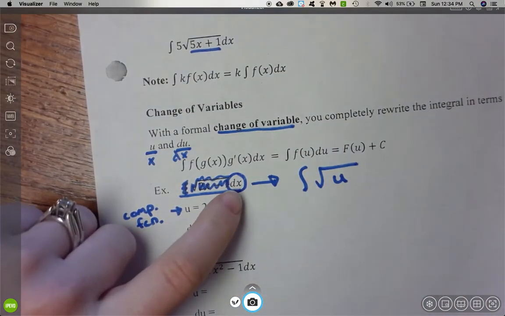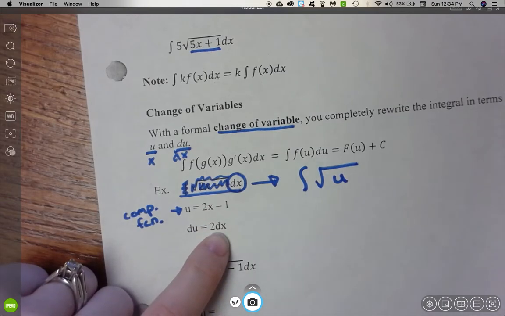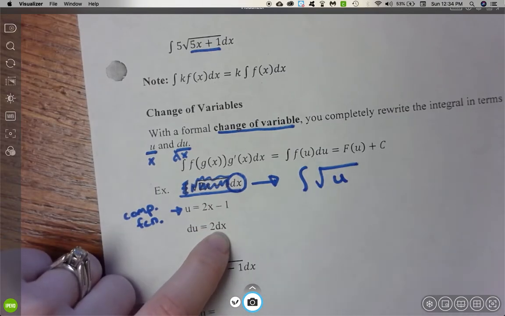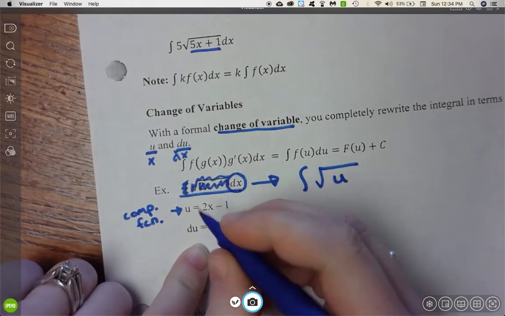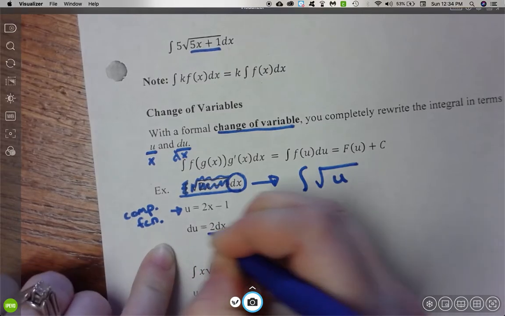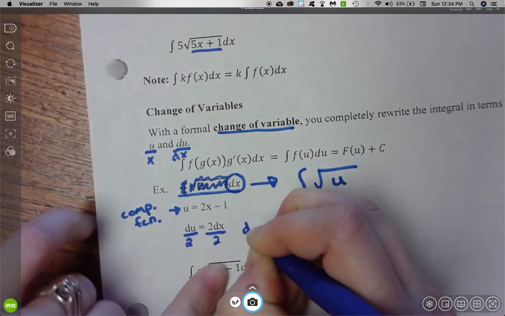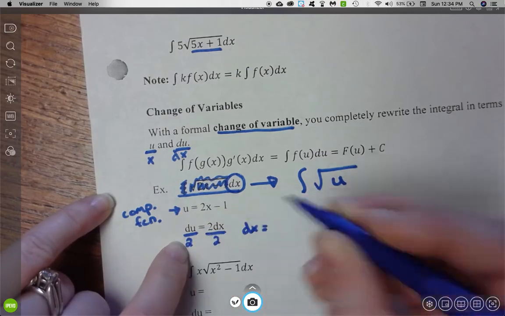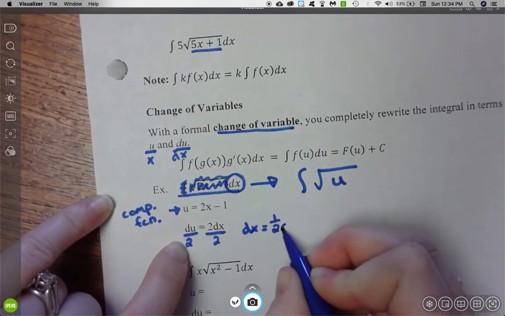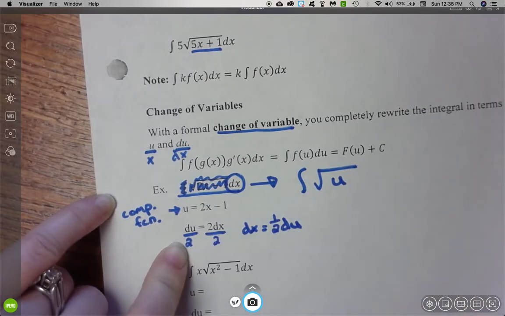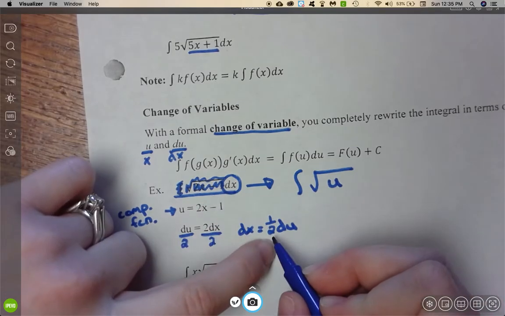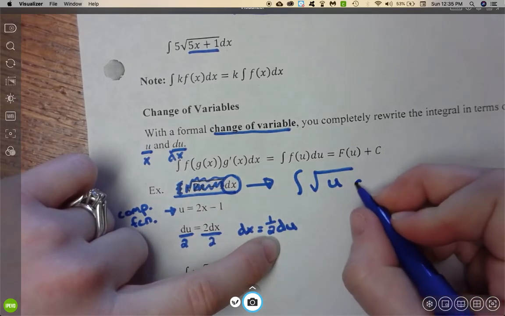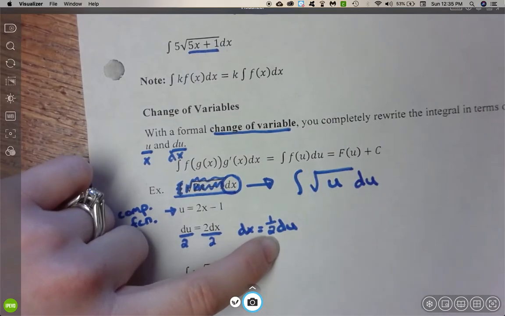But dx I don't have solved for by himself here. I have 2 dx, but I want just dx, so what I can do is divide the 2 over, and I can rewrite dx as du divided by 2, or 1/2 du. So when I substitute in my dx, I'm going to put in 1/2 du. I'm going to put du at the end here, and I usually put my 1/2 out in front, like that.